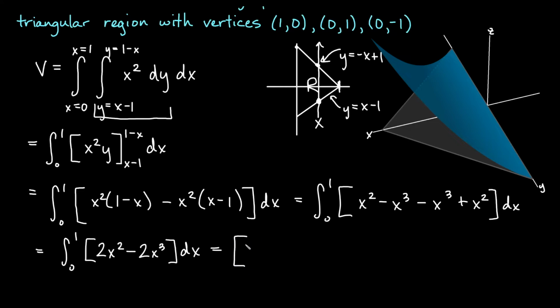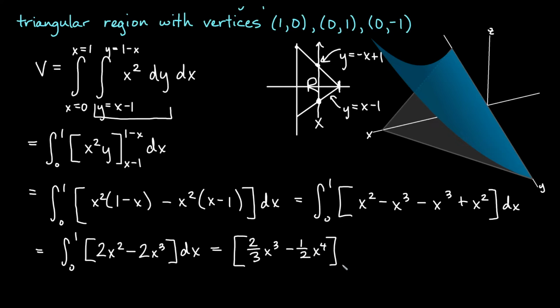So the power rule tells us that the power goes up by 1, divide by the new power, so I'll be dividing by 3 and have a power of 3. Minus here, the power goes up by 1, I'd divide by a 4. 2 over 4 would be a half, so I'd get half x to the 4.